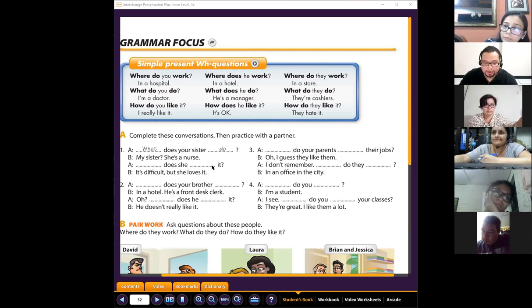Preguntas sobre cómo estructurar una information question in simple present. Teacher, no. En el párrafo 3, ¿será que me puede repetir los? Aquí. Acá. Oh, okay. How do your parents like their jobs? Their jobs. Yes. How do your parents like? Very good. And the next question, where do they work? Gracias. Okay, welcome.